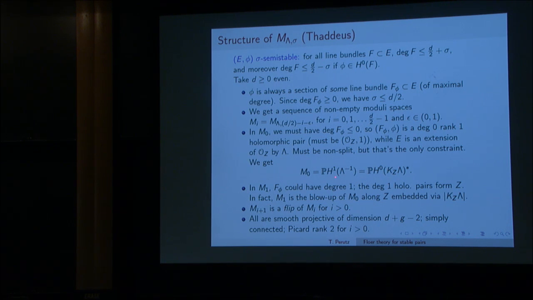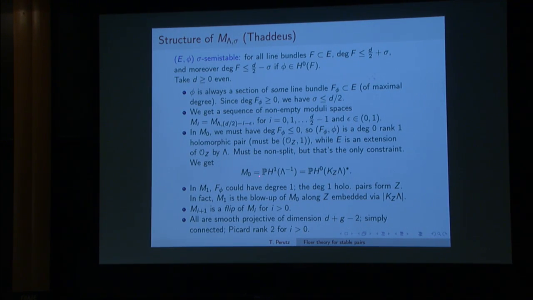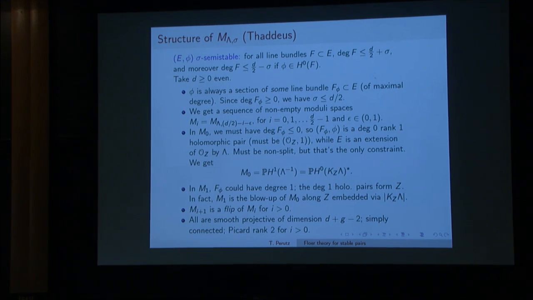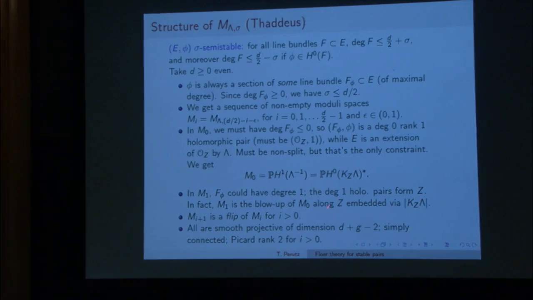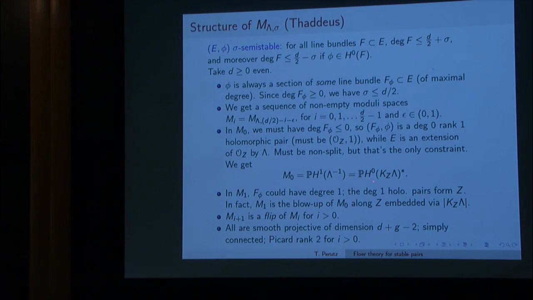Such extensions are parameterized by H^1 of lambda inverse. When you think carefully about the equivalence relation, you see that the right thing to look at is the projective space on that. And so that's what M_0 is. It's just a projective space. Said dually, I can think of it as the projective space on the dual of sections of K_0, the canonical bundle, tensored with lambda. So that one is very simple.